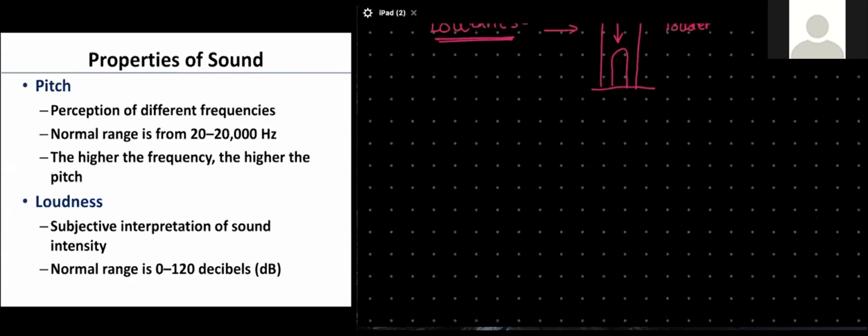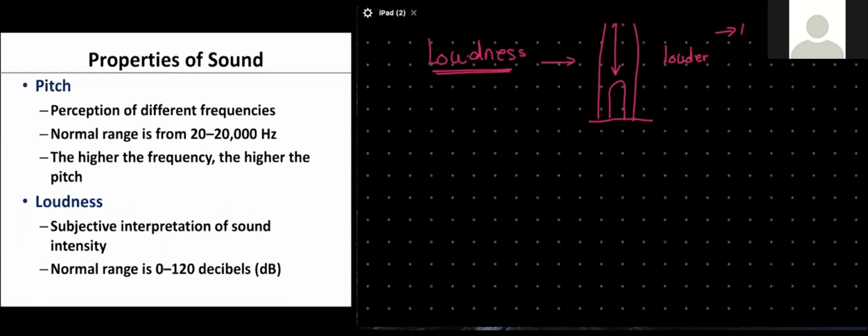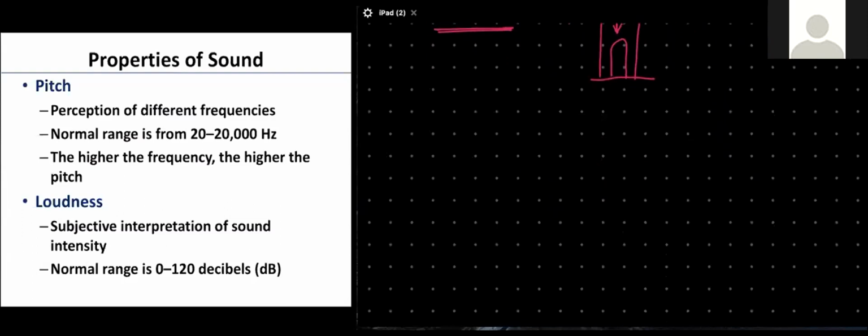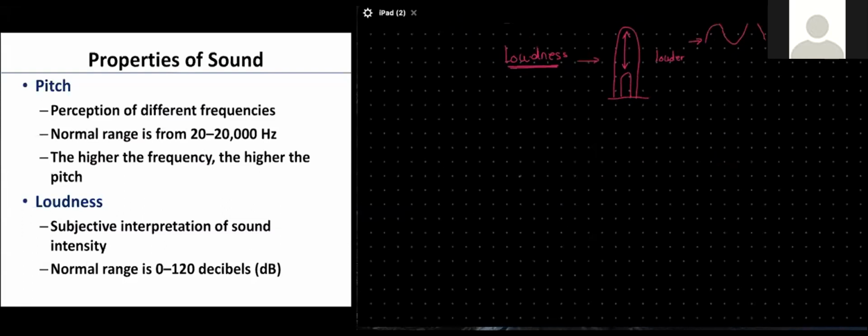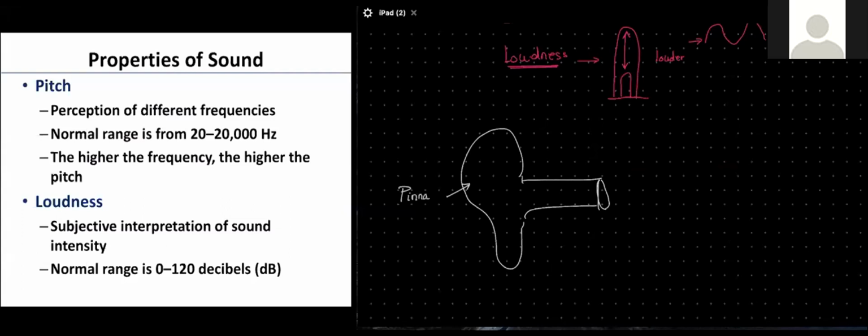In order to understand hearing, we also need to have an idea about the anatomical structure of the ear. The ear is going to be divided into three main parts. We have the external ear, which is formed by the ear pinna. That will be collecting the sound waves to be conducted into a canal.